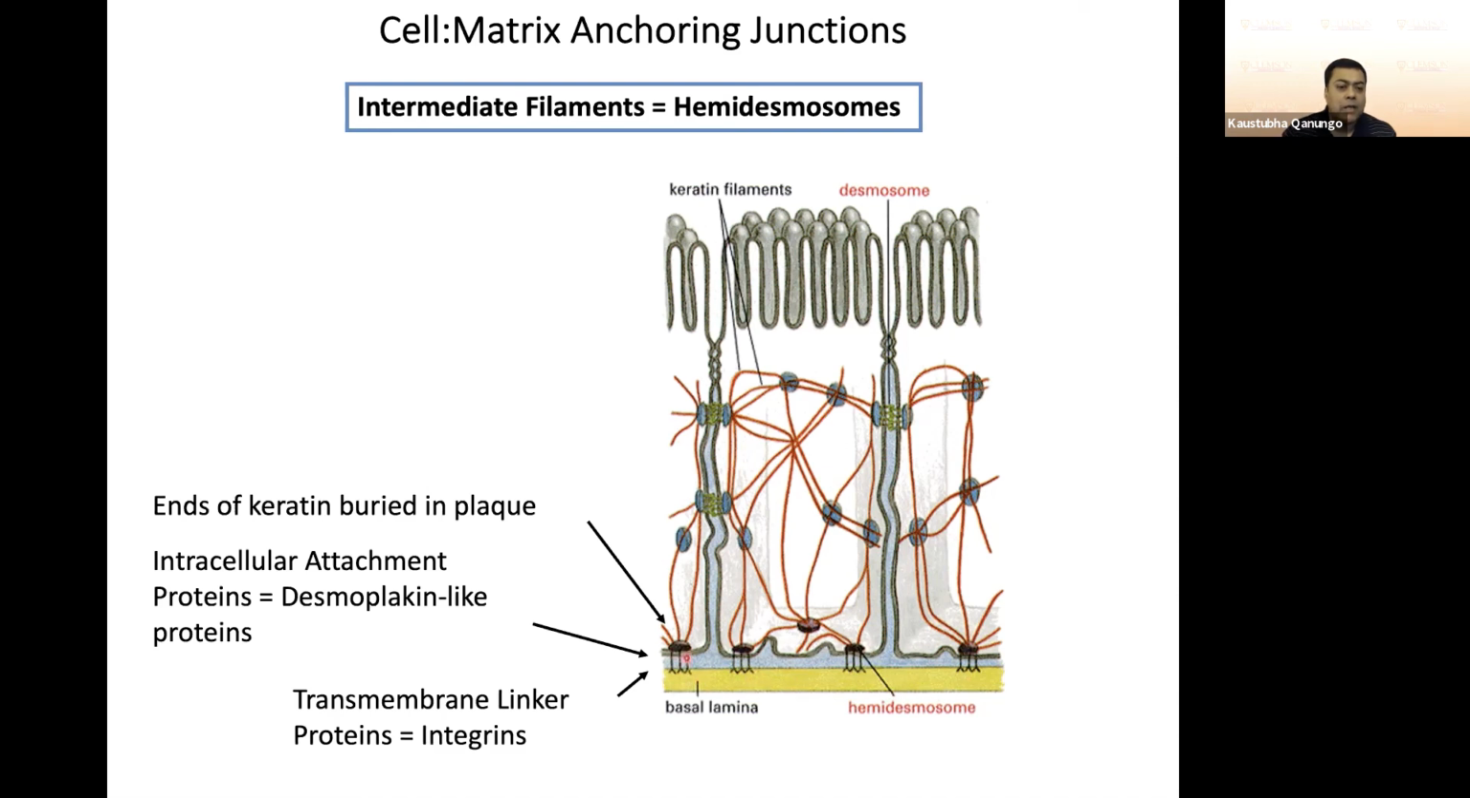And here you have the transmembrane linker proteins, which are integrins. So you can see that they are now different than the desmosomes. They are not the same. They are integrins, whereas the attachment proteins are desmoplakin-like proteins, but not exactly desmoplakin. And you can see that they are attached to this network of intermediate filaments. So that's your hemidesmosomes, and that's how you can anchor these cells together.